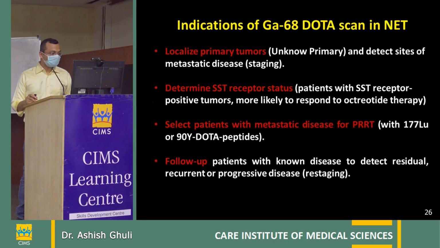PRRT is peptide receptor radionuclide therapy. It is used only in the metastatic disease of neuroendocrine tumors. Of course, it can also be used for follow-up of the patient.